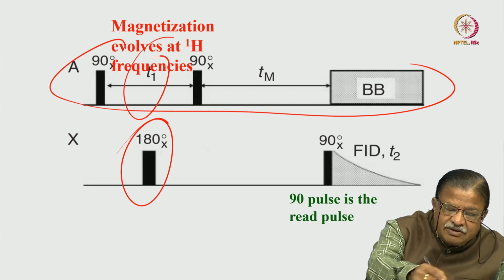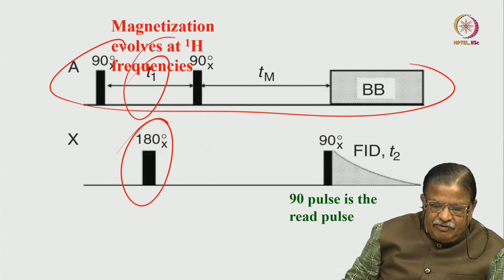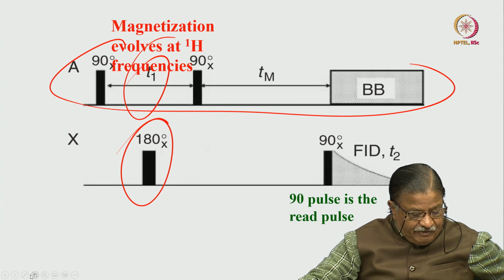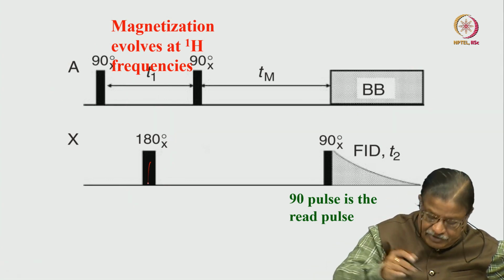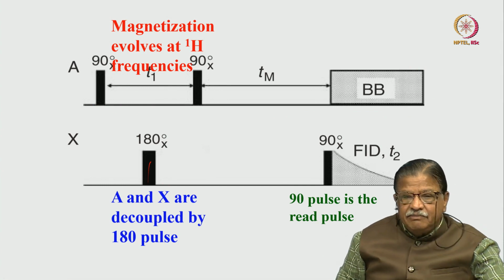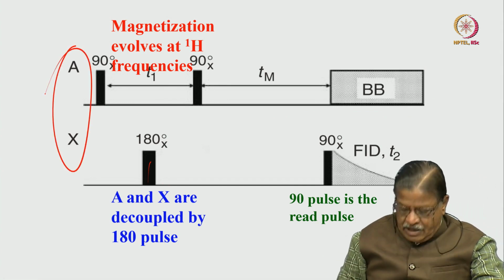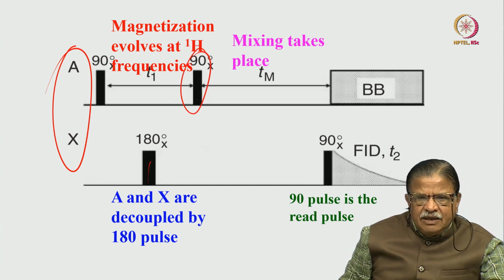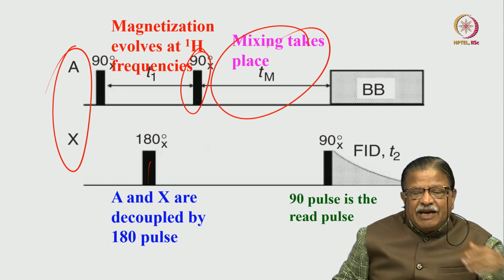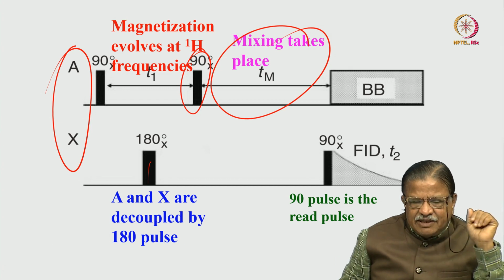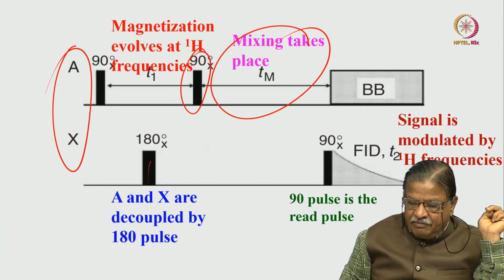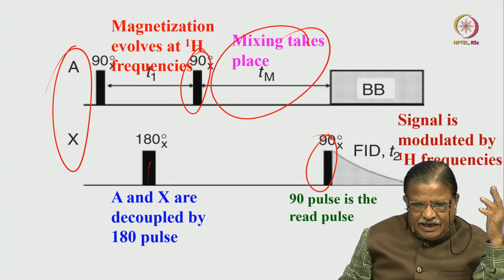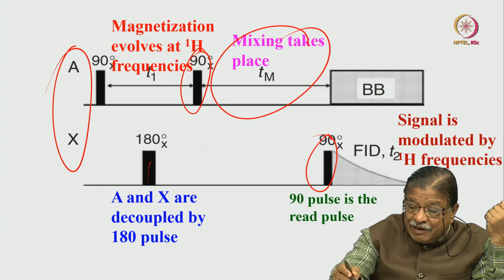Here, the magnetization evolves during the t1 period. I am applying a 90 pulse. So, at the proton frequencies magnetization is evolving, and then we apply a 180 pulse here, that causes decoupling between two spins, and then apply a 90-degree pulse again on the proton channel, and then the mixing time here, give a time for the mixing. Spins will start mixing, talking to each other. After some time, apply a pulse on the detection channel, that is X. You are detecting X nuclei while decoupling proton completely.